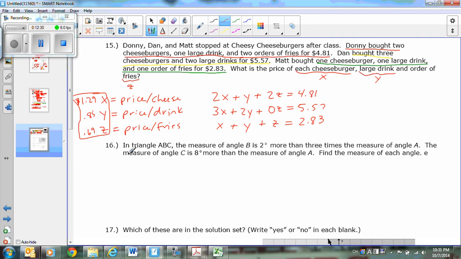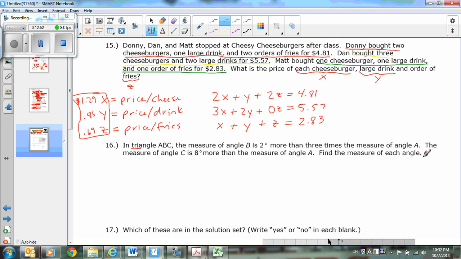All right, number 16. In triangle, what does that mean? That means 3 angles, right? In triangle ABC, the measure of angle B is 2 more than 3 times the measure of angle A, and the measure of angle C is 8 more than the measure of angle A. The question says find the measure of each angle. I have no idea why this E is here. Let's just mark that out.